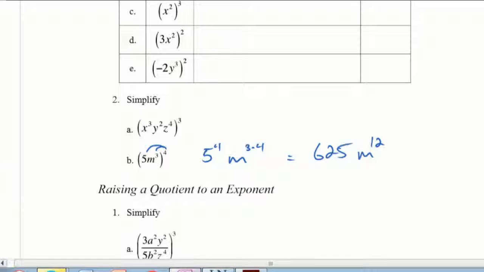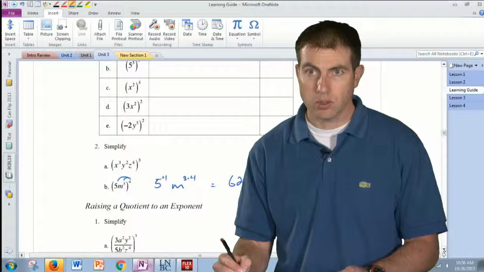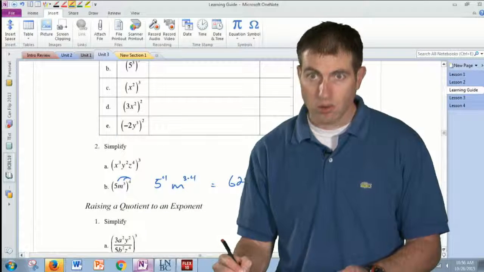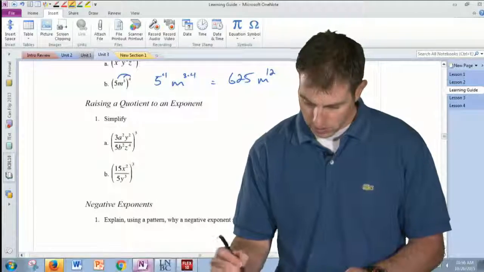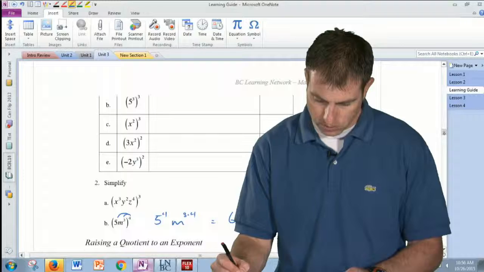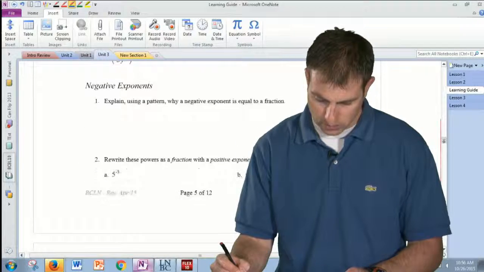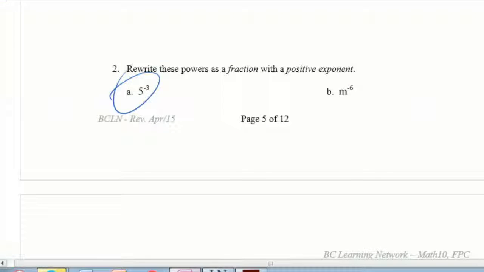Next one, page 5, 1A, 2AB. There's 2 2s on page 5. We could write, maybe do this one. I want a positive exponent. I'm going to go 1 over 5 to the power of negative 3. But that's going to change it to positive 3.